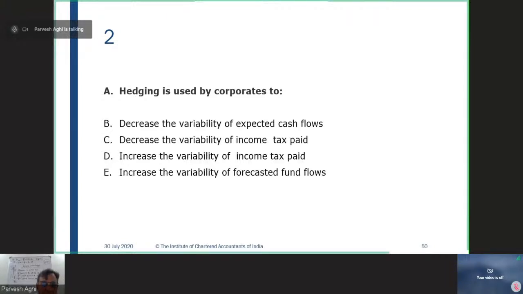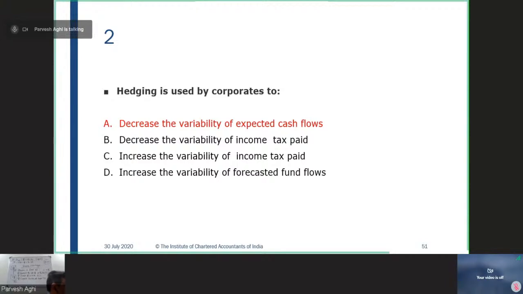Decrease in the variability of the cash flows, decrease in the variability of the income tax paid, increase the variability of the income tax paid, increase the variability of the forecasted fund flows. So the answer is D... SP from Tamil Nadu, the answer is correct. Answer is A, to decrease the variability of the expected cash flows. Not B, nothing to do with the income tax rates here. So the answer is, hedging is done to decrease the variability of the cash flows.